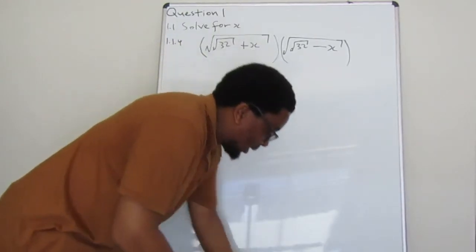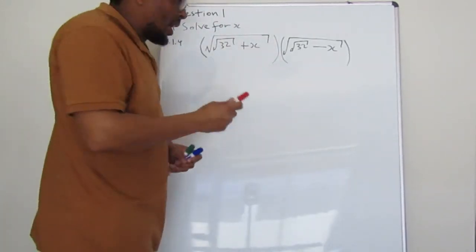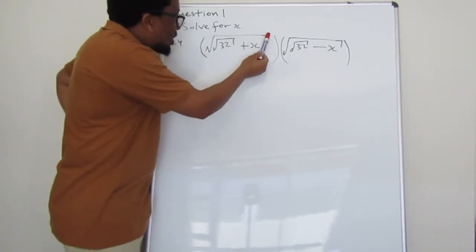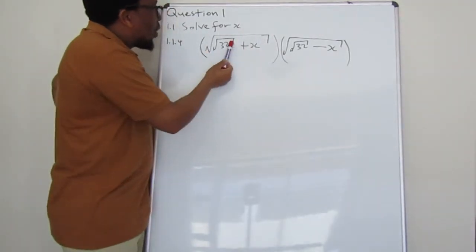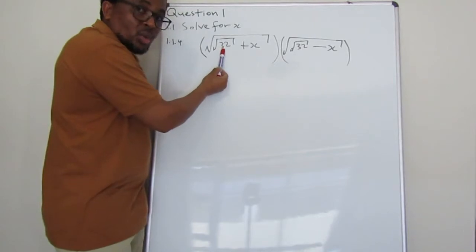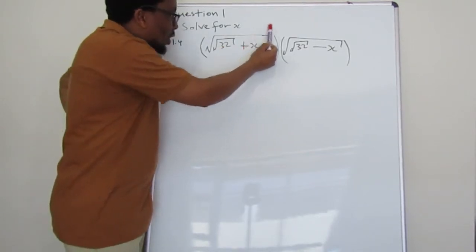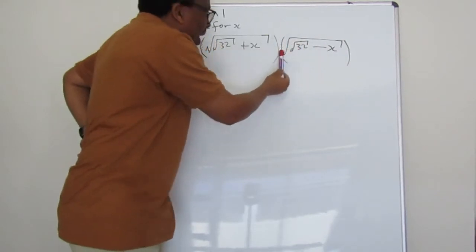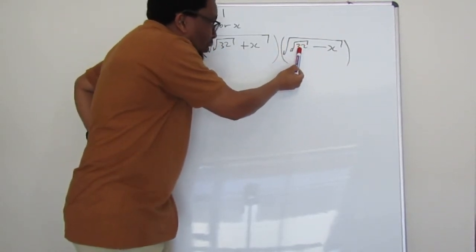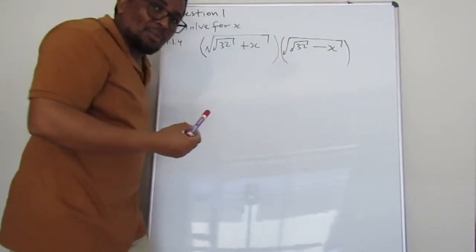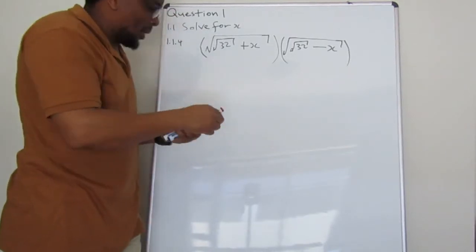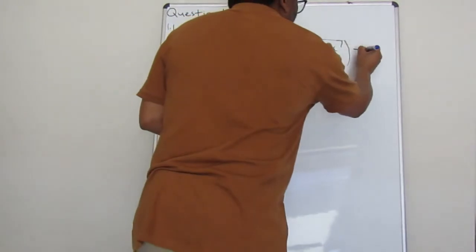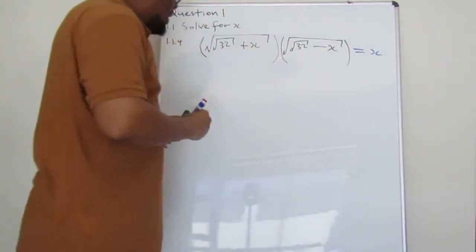Right, if we look at the question here, what is it that I have here now? Solve for x if you are given the square root of (the square root of 32 plus x), close brackets, multiplied by the square root of (the square root of 32 minus x). Are you with me? Now, this is equal to x, sorry. This is equal to x there, right?